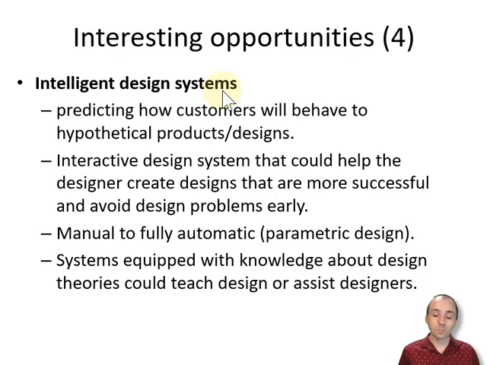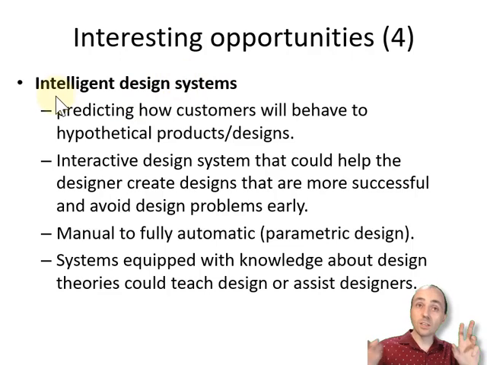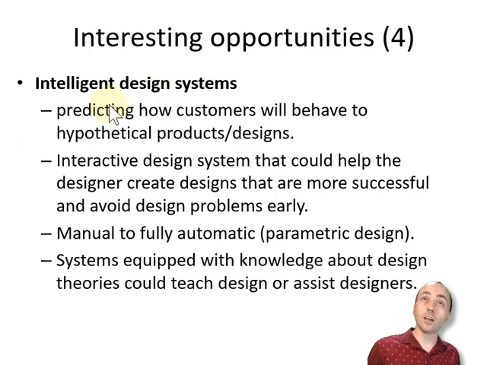That means some systems, some software for design that will try to assist the designer, to help the designer to improve the design in real time when the designer is doing the design, okay. So we could have some design system that is intelligent, using artificial intelligence. Maybe the system could predict how the customers will behave to some hypothetical design, so we can fix the design early.